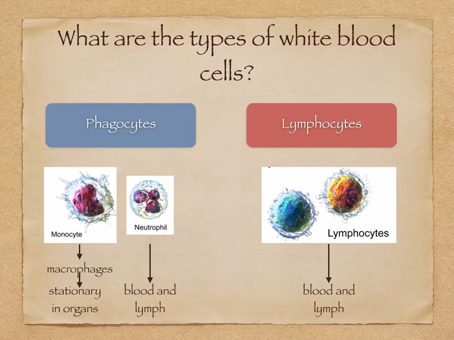Then you've got your lymphocytes. Here you can see the lymphocytes have that large round nucleus that dominates the cell, so there's little cytoplasm around it. And you find lymphocytes in the blood and lymph.